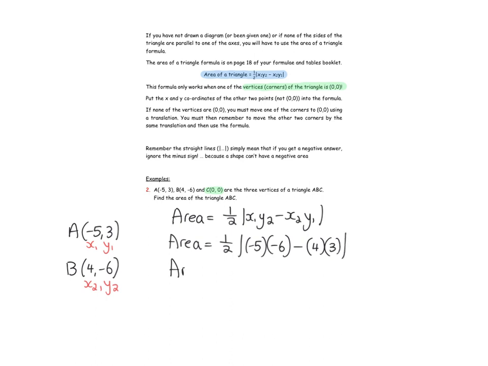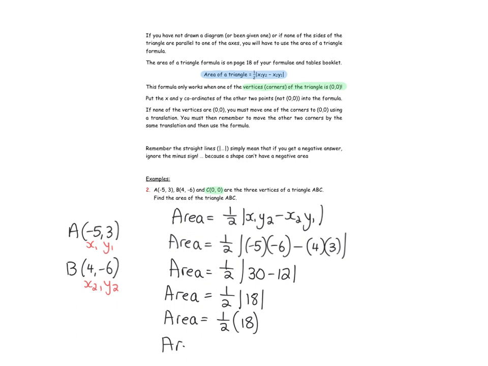So the area then is half of: -5 by -6 is 30, and 4 by 3 is 12. So 30 minus 12 is going to give us 18. So we have half of 18 then. 18 is positive, so we don't need to worry. So the area of this triangle is going to be 9 units squared.